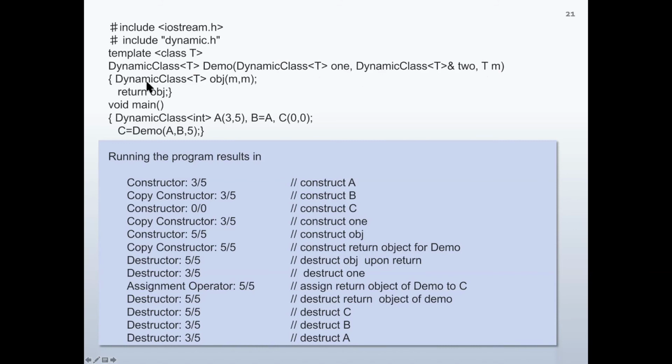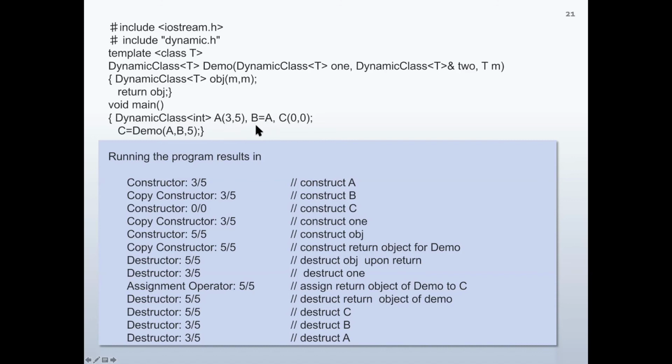In the function, an object called obj is declared. It is of type dynamic class t, and the parameters are m and m, which is the value provided here. And then there is a return where obj is returned from demo. Here in the main part, there is a declaration of A with parameters 3 and 5. A is of type dynamic class integer, so there is a call to the constructor here.